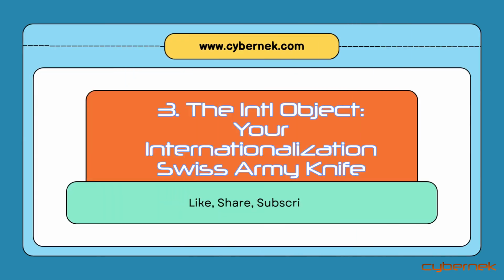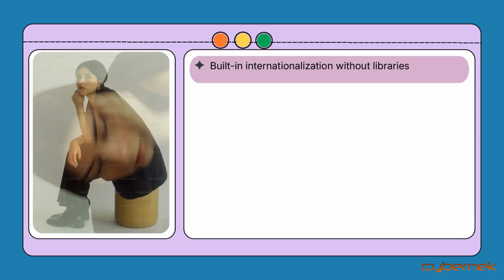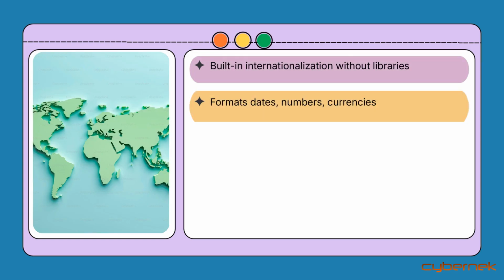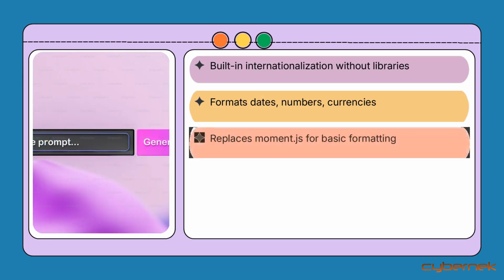3. The Intl object, your internationalization Swiss Army knife. JavaScript's built-in Intl object is criminally underused. It can format dates, numbers, currencies, and even relative time without any external libraries. Say goodbye to moment.js for basic formatting.